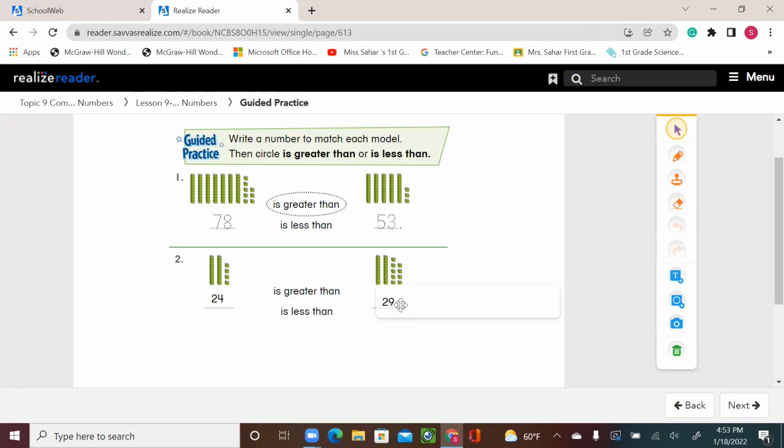9 ones. Now I know that 29 is greater than 24, or I can say 24 is less than 29. So let's circle less than, because 24, comparing it to 29, is less than 29. All right.